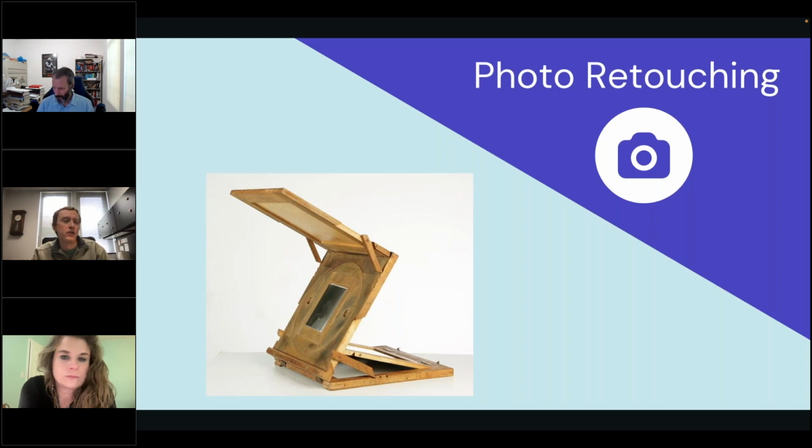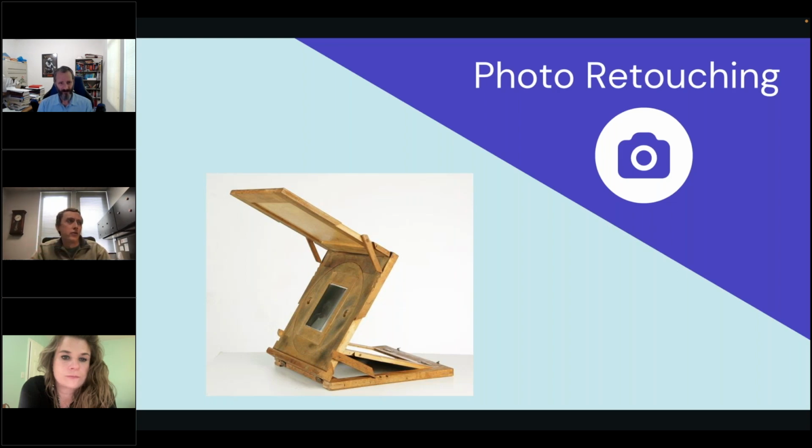So that meant if you wanted to, say, lighten up somebody's complexion, retouch their face, all you had to do is apply a little bit of ink to the photograph. If you wanted to darken up part of an image, you would scrape off some of the dark areas using what is known as an etching knife. And so this became standard operating procedure.